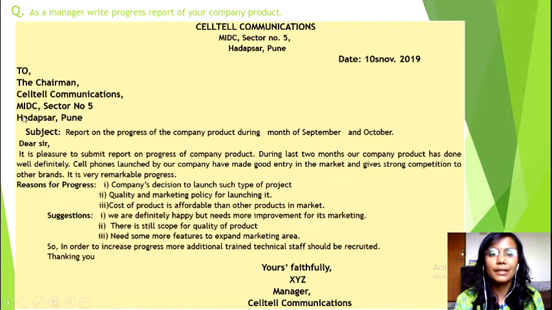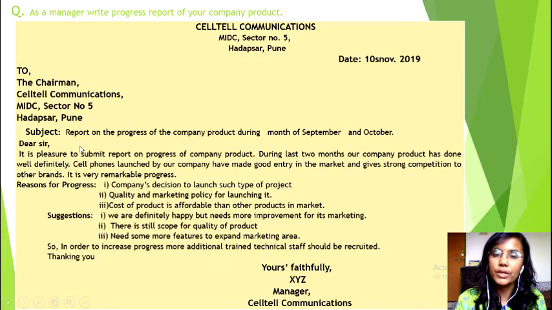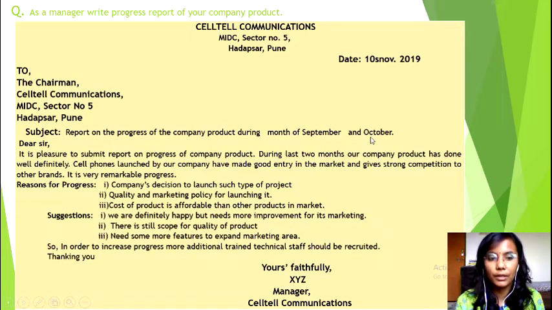So, writing to the chairman, Celltel Communications, MIDC sector number 5, Hadapsar, Pune. What is the subject here? Report on the progress of the company product during the month of September and October. Right? You should understand that just a 2 months report is there, company report.